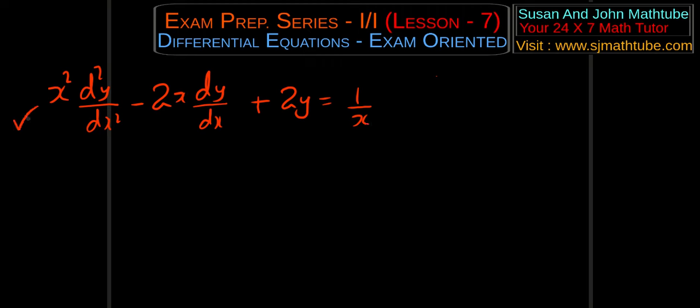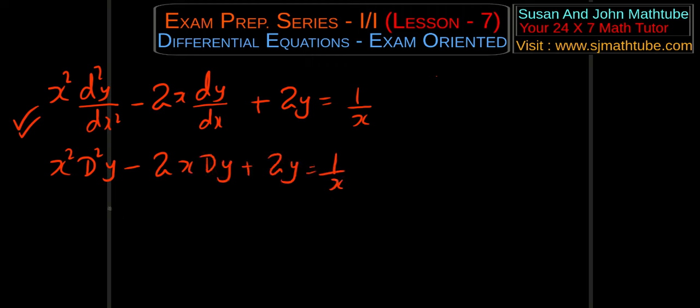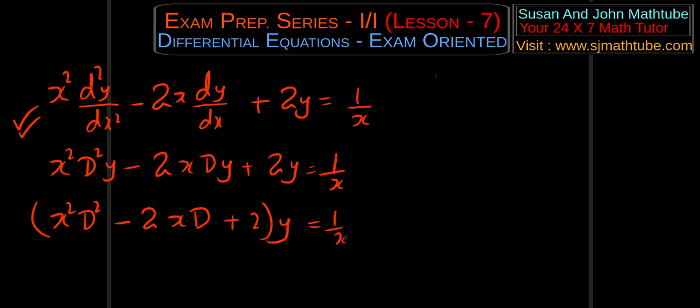So clearly, do you remember this? Yeah, from lesson 6. This is Euler's equation. And how do I know it's Euler's equation? If I convert this into capital D, I get something like this, and I take y common. Now I can see clearly an Euler's equation, or the homogeneous equation. I hope you remember the method.